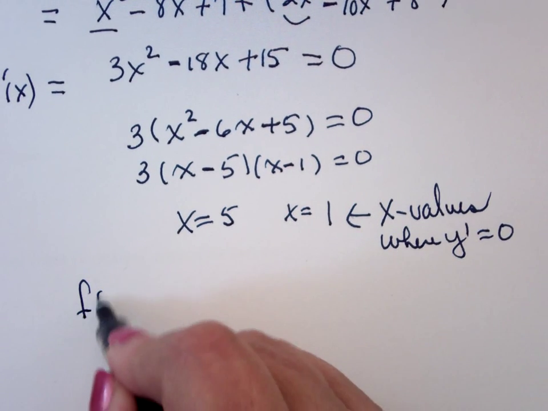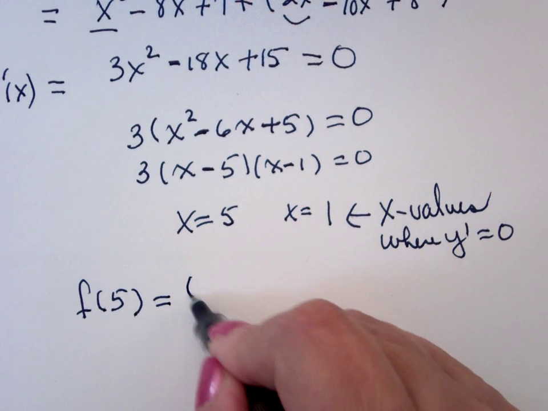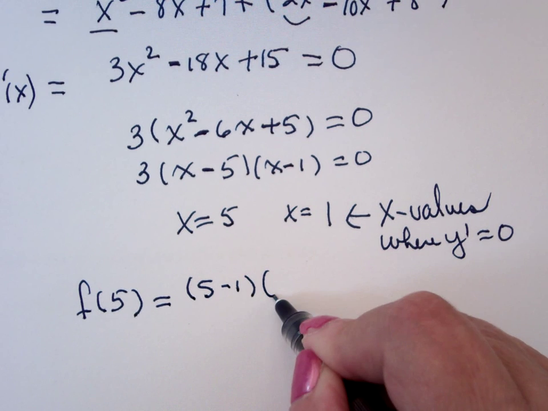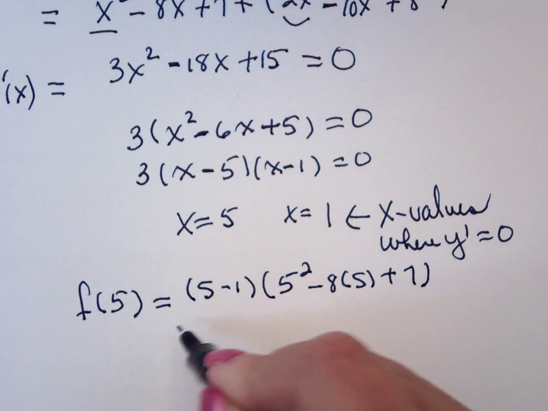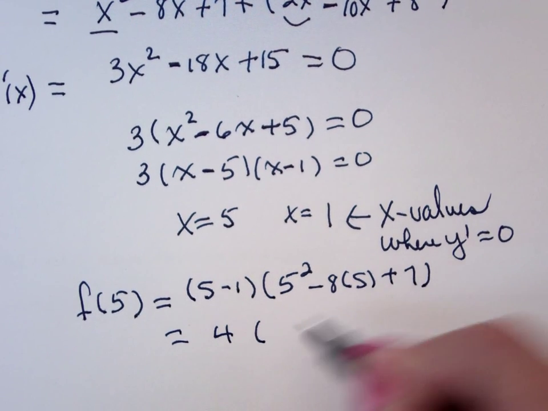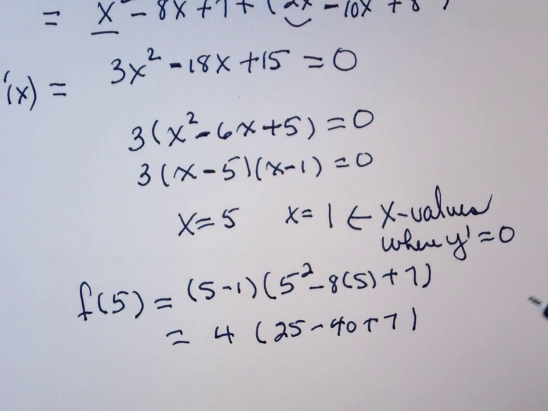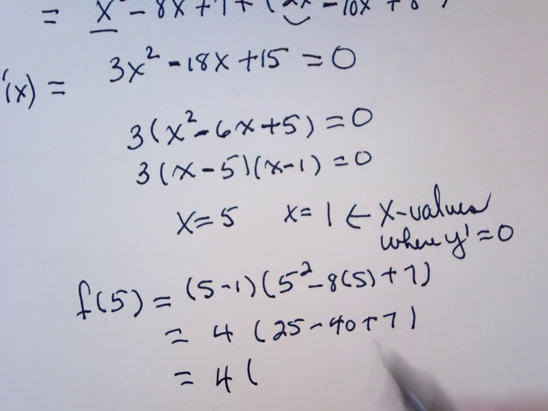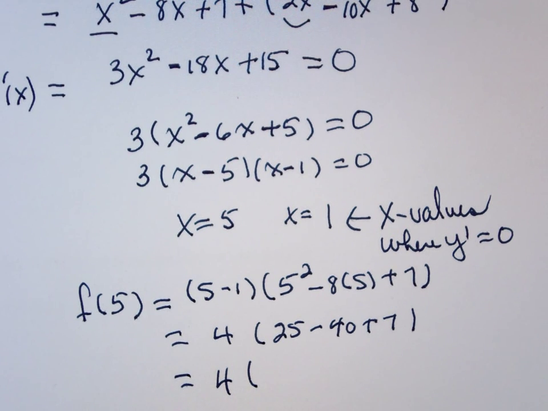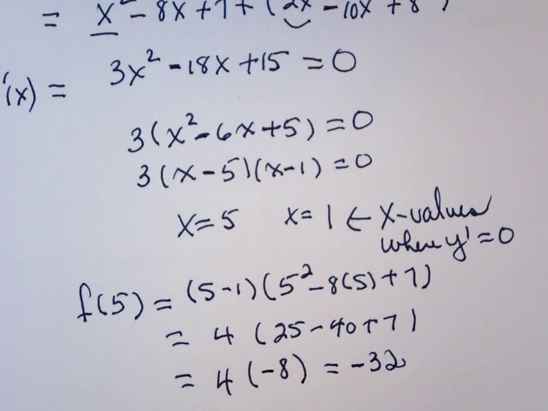I need to calculate f of 5. And f of 5 is going to be 5 minus 1 times 5 squared minus 8 times 5 plus 7, which is 4 times 25 minus 40 plus 7. This is a good place for your calculator, isn't it? Because it handles it much better than what I do. So it's 4 times 25 plus 7 is 32. 32 minus 40, what is minus 8? I hope. So that's the y value.